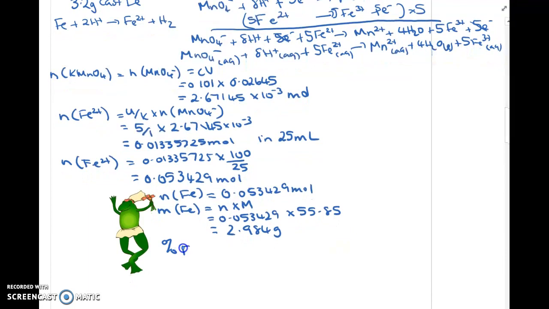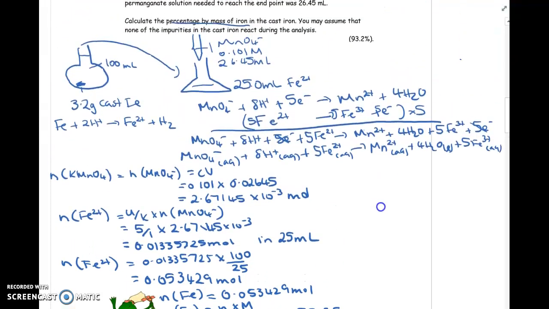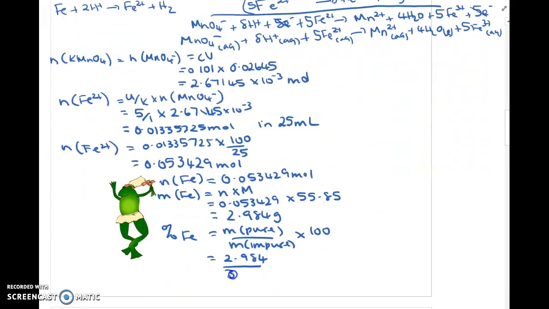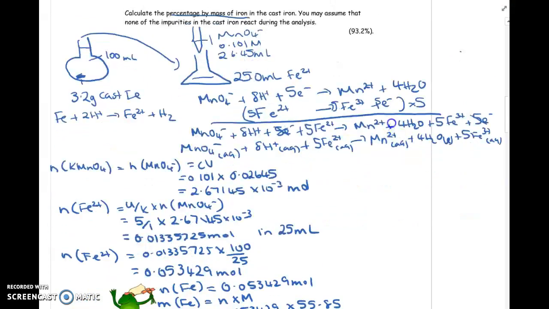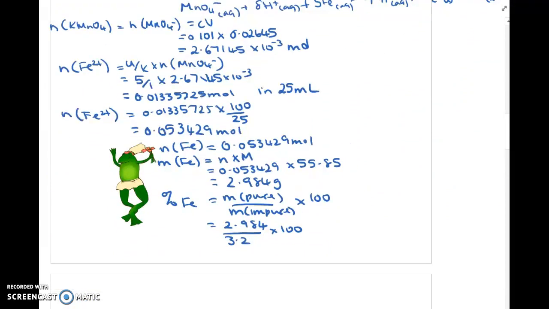So the percentage of iron will equal the mass of the pure over the mass of the impure times 100, which is 2.984 over, how much did we start with? 3.2 grams times 100. Let's check out how many significant figures we've got. We've got 4, 4, 3, 4. So our answer should be in 3 significant figures, and that comes out to 93.3%.